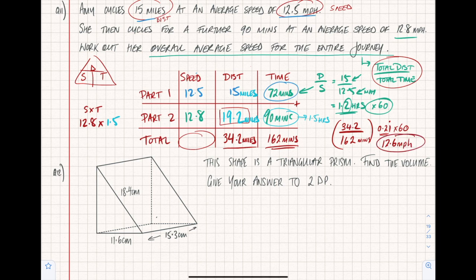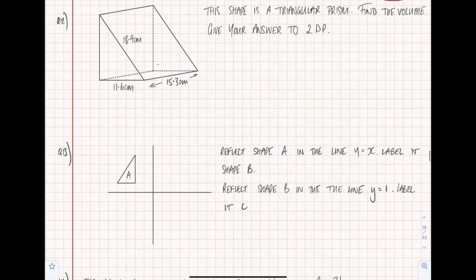So the hardest thing with speed, distance, time questions is remembering that the time needs to be turned into decimals. So 90 minutes being 1.5, and 1.2 hours is not 1 hour 20 minutes. Making sure that you know that 1.2 is actually 1 hour and 12 minutes, because 20% of an hour is 12, 10% of an hour is 6. And then the final bit here, just remembering that overall average speed, you need to do the total distance divided by total time.